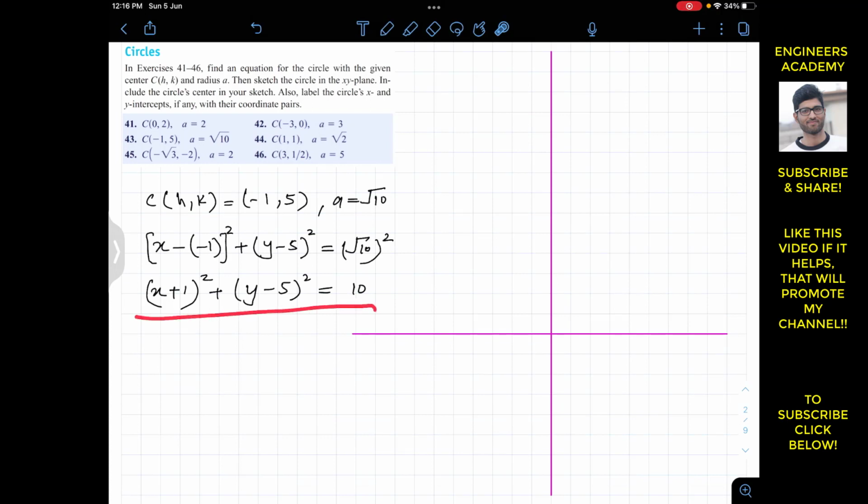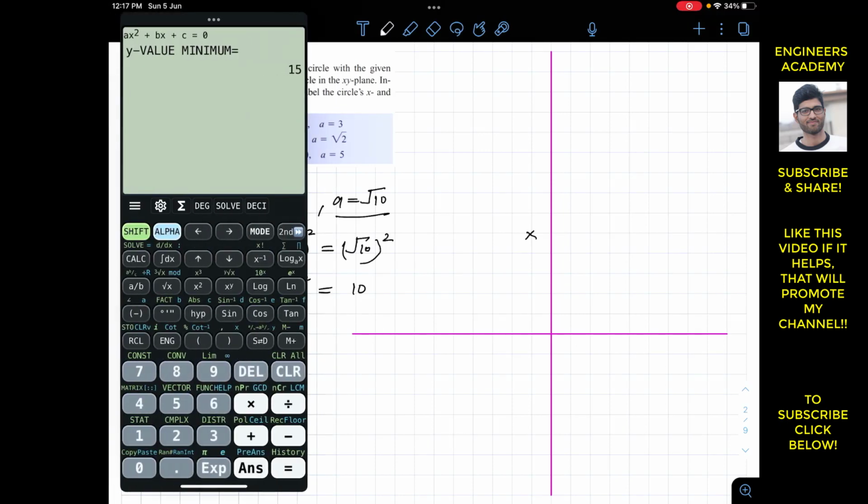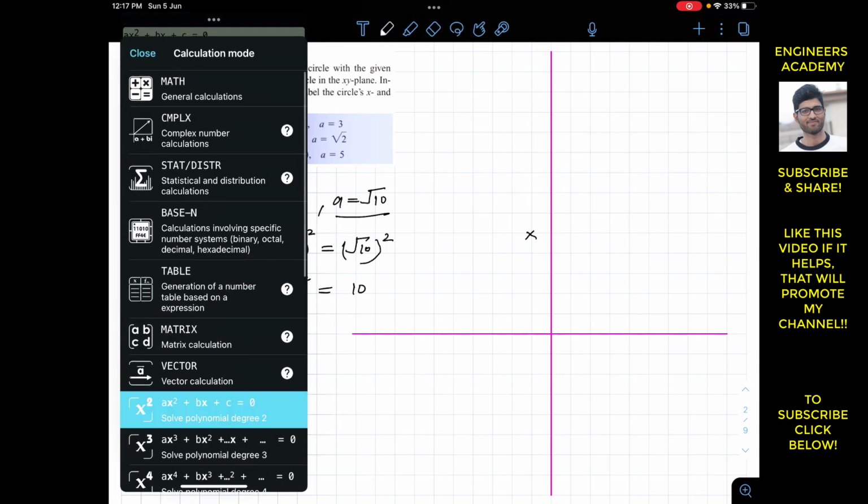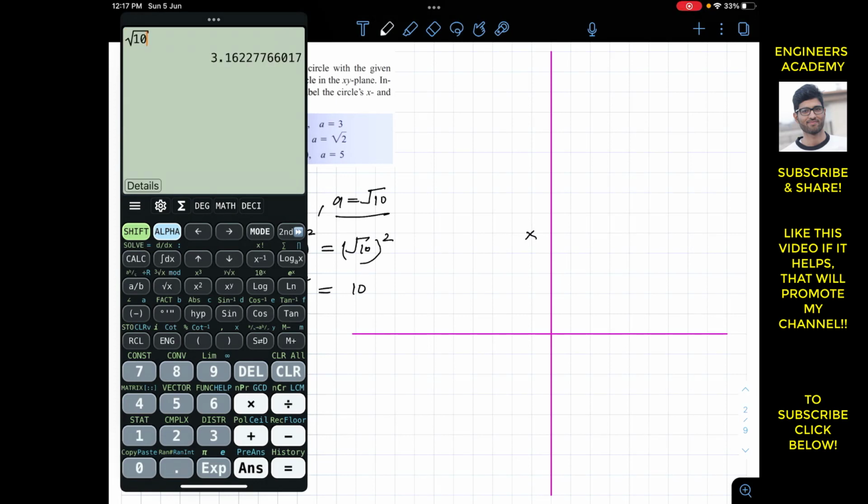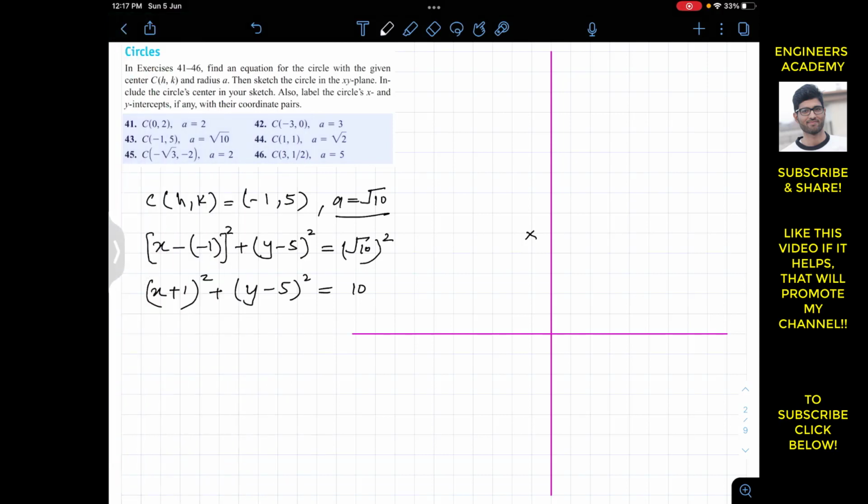Now let's sketch this circle, which has a center at minus 1 and 5 and radius equal to square root 10. So this will be minus 1, 1, 2, 3, 4 and 5. So somewhere is the center, which has the coordinates of minus 1 and 5. And then to sketch this circle, we need to find the x and y intercept, since the radius is square root 10. So square root 10 is 3.16, so we cannot accurately plot this 3.16 radius.